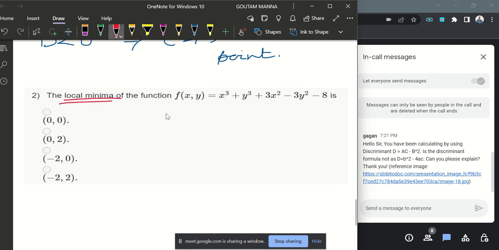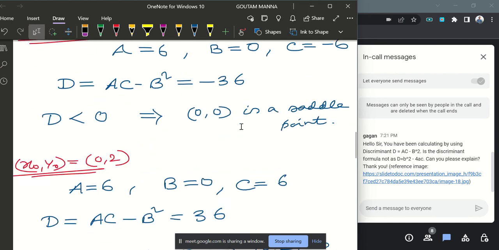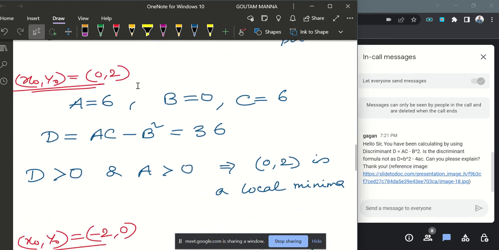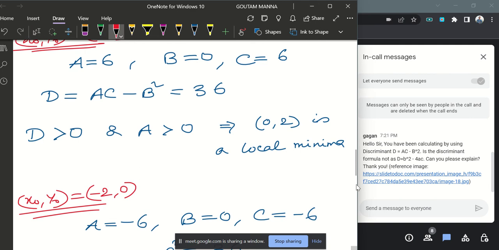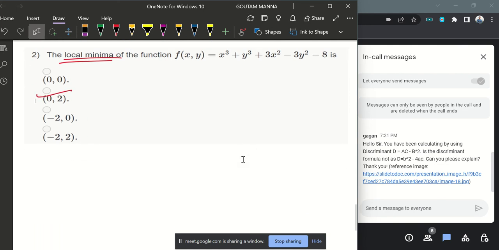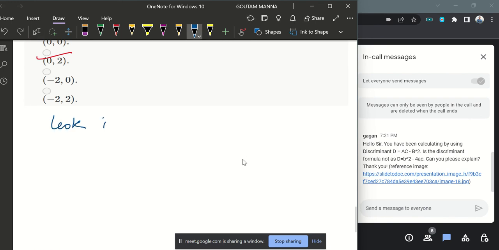The local minima. We have already calculated the critical points and we have already tested for maxima and minima. So the local minima we got is at point (0, 2). There at point (0, 2) we got the local minima. So you can immediately answer it, the answer will be (0, 2). For this solution, look into the solution of problem 1.